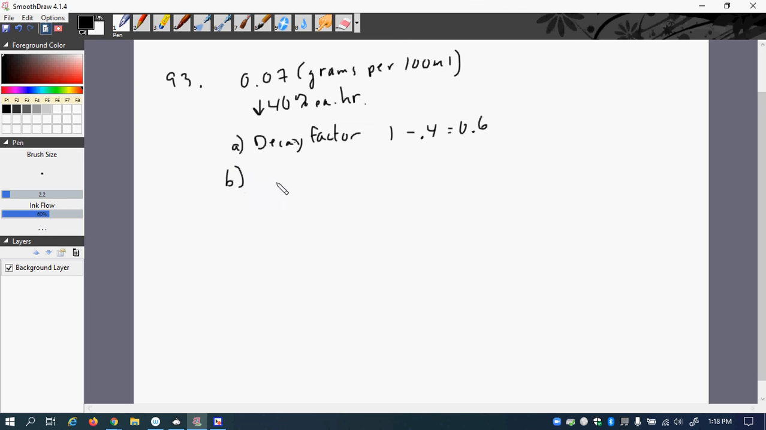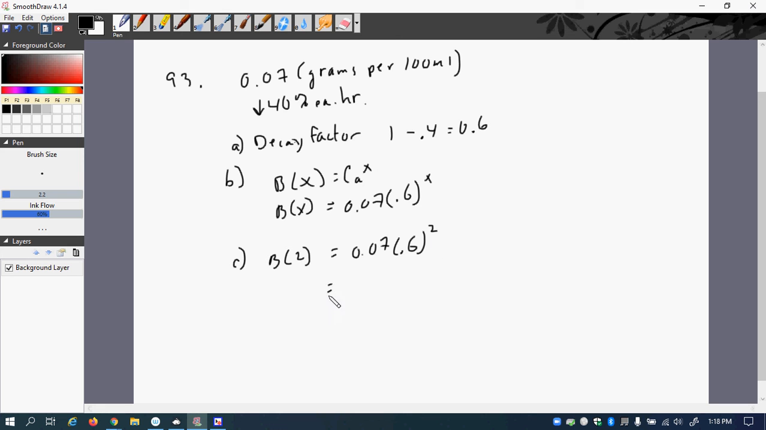And then for B, it's b of x equal to C times A to the x. So that would make it 0.07 times 0.6 to the x for b of x. So there's my equation. And then for C, I'm supposed to do b of 2. And so it's 0.07 times 0.6 to the 2. And so I end up with, I've done this calculation already, 0.0252. And that's after 2 hours.